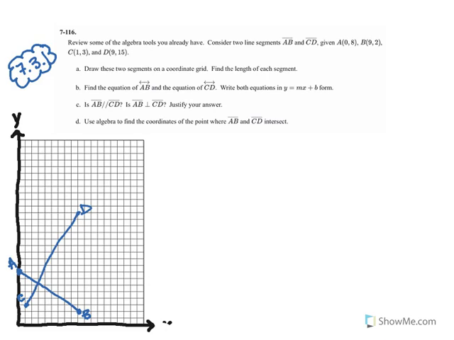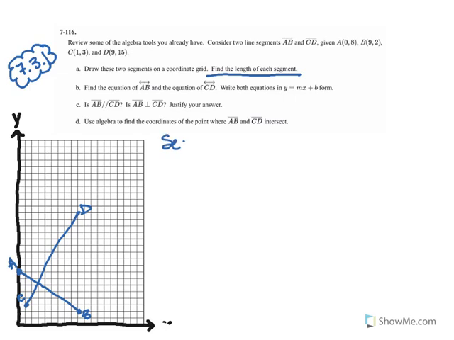Okay, now part B says find the equation of AB and the equation of CD. Oh, and we have to find the length up here. So find the length of each segment. So let's do that first. I am going to switch to another page really quick because there's a formula that we're going to have to use, and I'm going to write it down here as well.